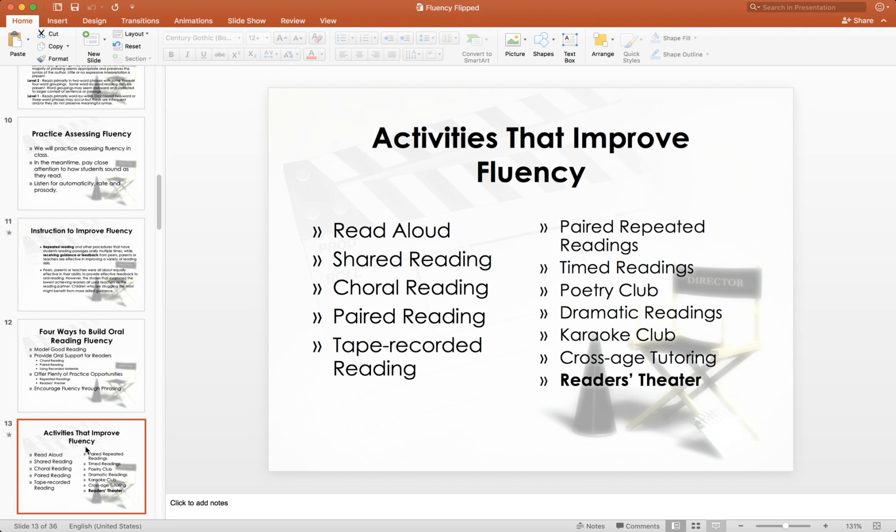Here are some activities that you can use to improve fluency. So a read aloud, which we've talked about, shared reading, choral reading, paired reading, tape recorded reading, paired repeated readings, timed readings, poetry club, dramatic readings, karaoke club, cross-age tutoring, and readers' theater.